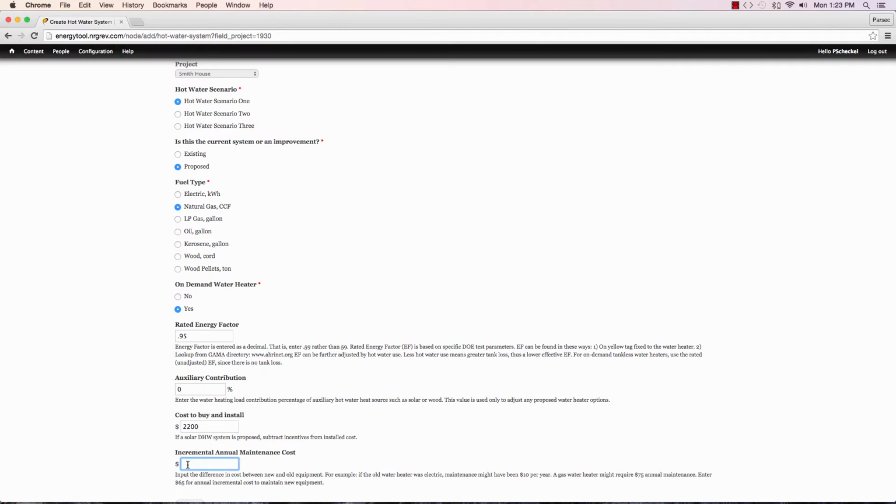Note also that the energy factor for an on-demand water heater will not change based on occupancy. Since there's no storage tank, there's no tank loss. Therefore, the energy factor is effectively the recovery efficiency of the water heater.